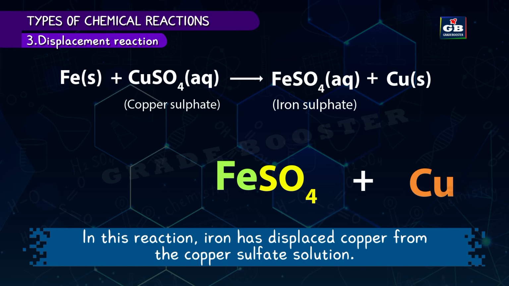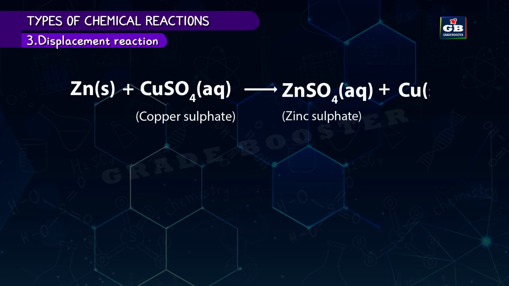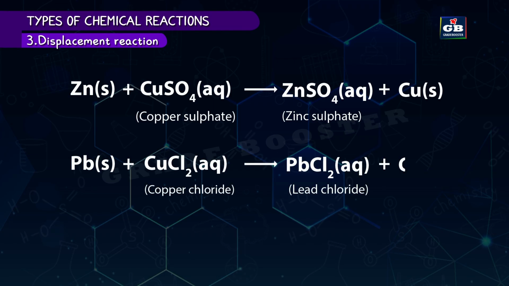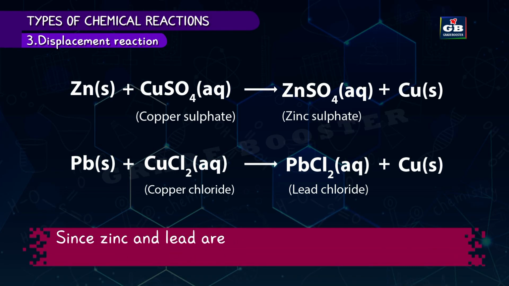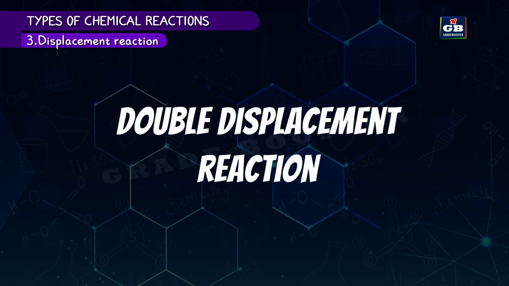Some other examples of displacement reactions. Zinc plus copper sulfate gives rise to zinc sulfate plus copper. Lead plus copper chloride gives rise to lead chloride plus copper. Since zinc and lead are more reactive than copper, they displace copper from their compounds. Now let us see double displacement reaction.